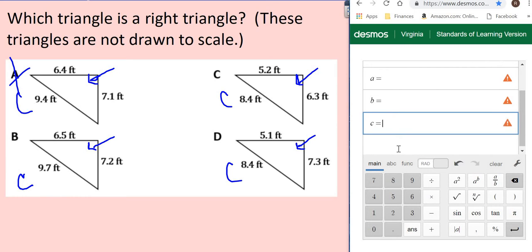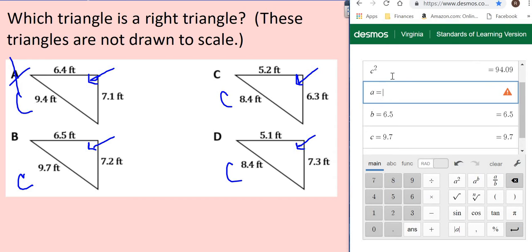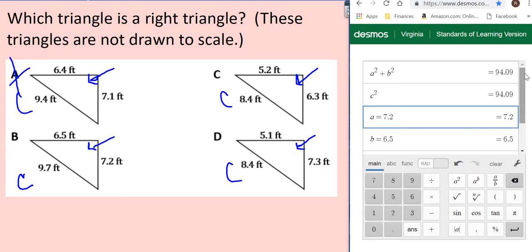And I'm going to go to B and put in my C, which is 9.7. My leg is 6.5, and the other leg is 7.2. And let's go up and look. They both are the same, so that tells me that B is my right triangle. But because I am careful, I'm going to go ahead and check the others.